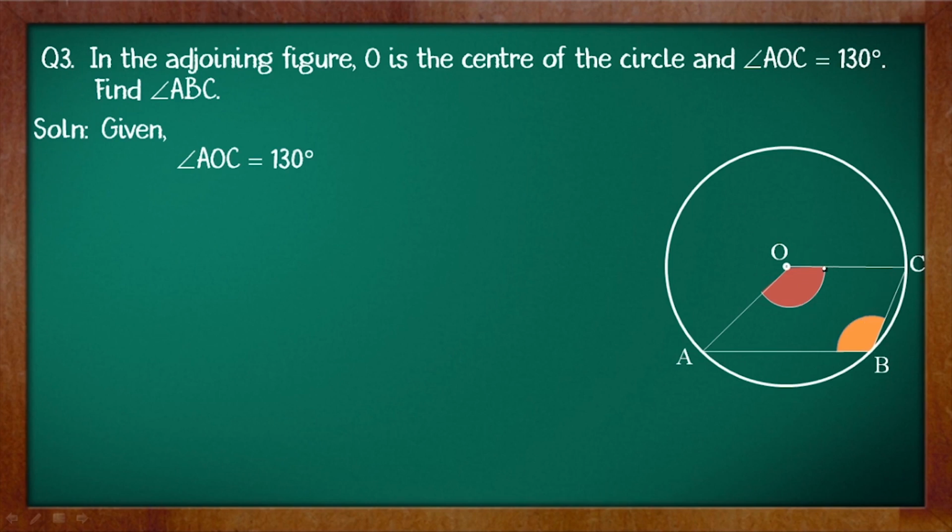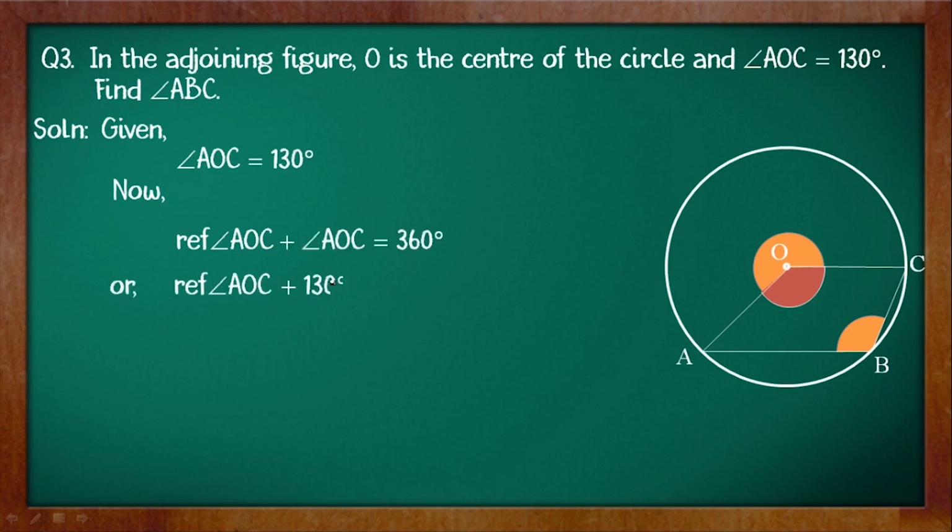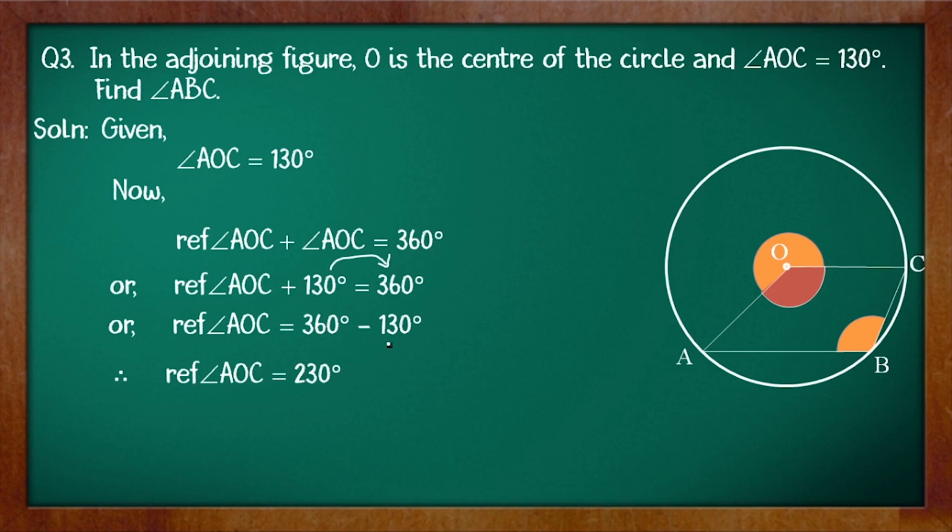To find the value of reflex angle AOC, we know that adding angle AOC and reflex angle AOC, we get a complete angle, that is 360 degrees. Putting the value of AOC, we get 130 plus reflex angle AOC equals 360. Taking 130 to the other side, we get 360 minus 130, and the value of reflex angle AOC is 230 degrees.